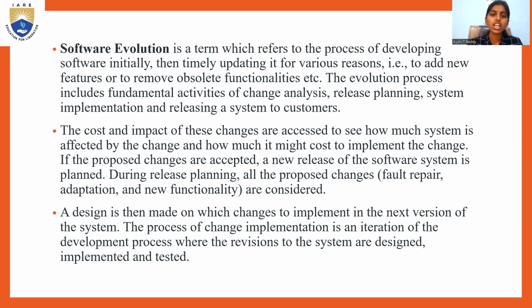If the proposed changes are accepted, a new release of the software system is planned. During release planning, all the proposed changes, that is fault repair, platform adaptation, and new functionalities are considered. A decision is then made on which changes to implement in the next version of the system. The process of change implementation is an iteration of the development process where the revisions to the system are designed, implemented, and tested.